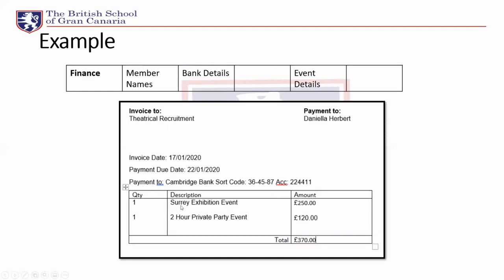So Daniela said she's performed at the Surrey exhibition event. She would like a payment of £250. Then she did a 2-hour private party event of £120.